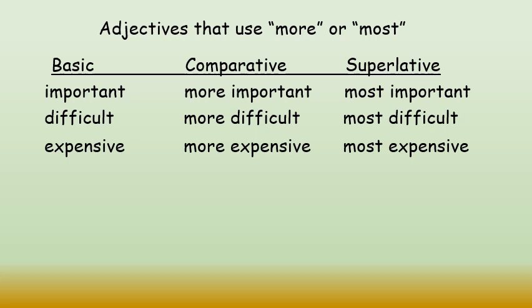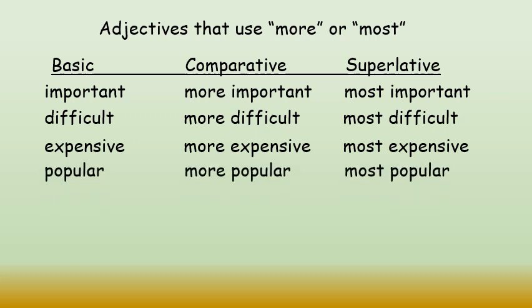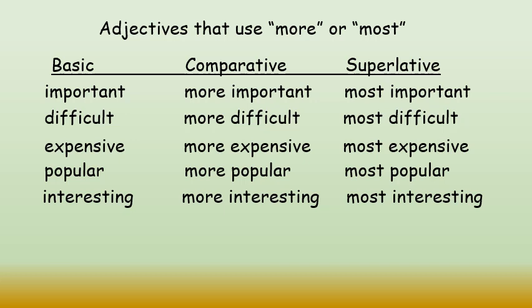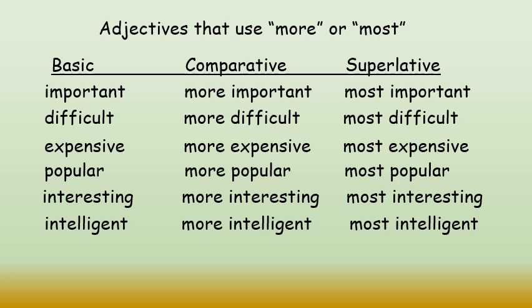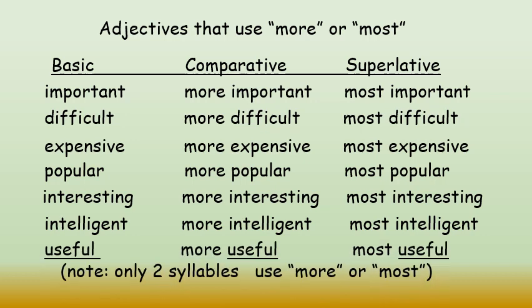expensive, more expensive, most expensive, popular, more popular, most popular, interesting, more interesting, most interesting, intelligent, more intelligent, most intelligent, useful. Note, only two syllables, but we still use more and most for useful. Useful, more useful, most useful.